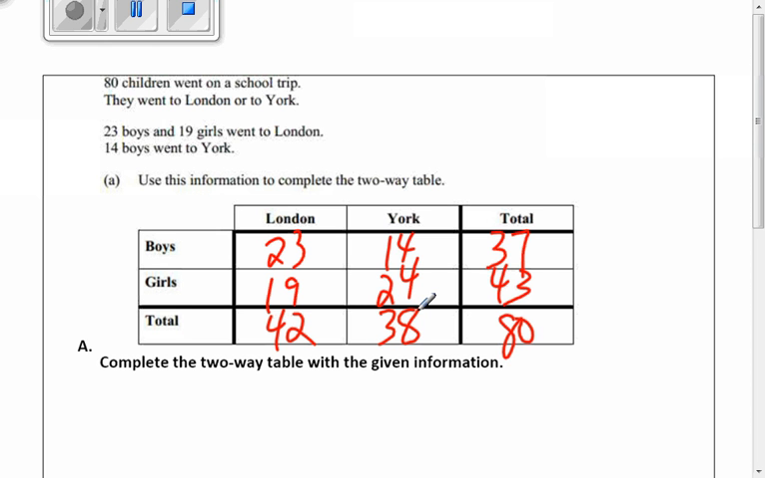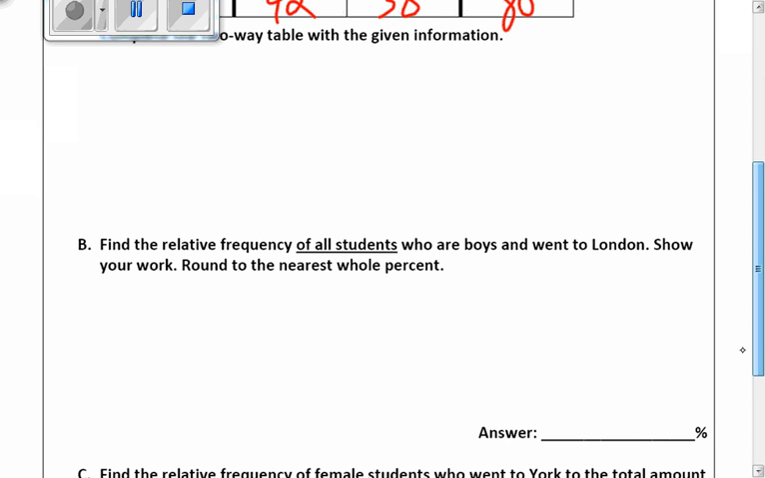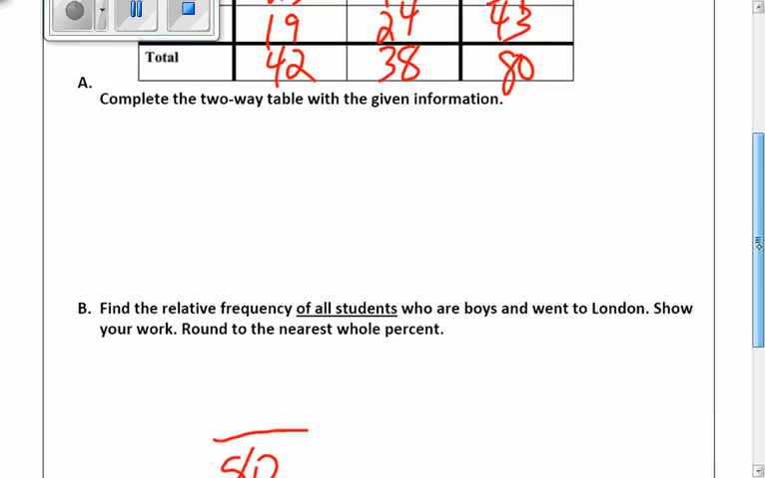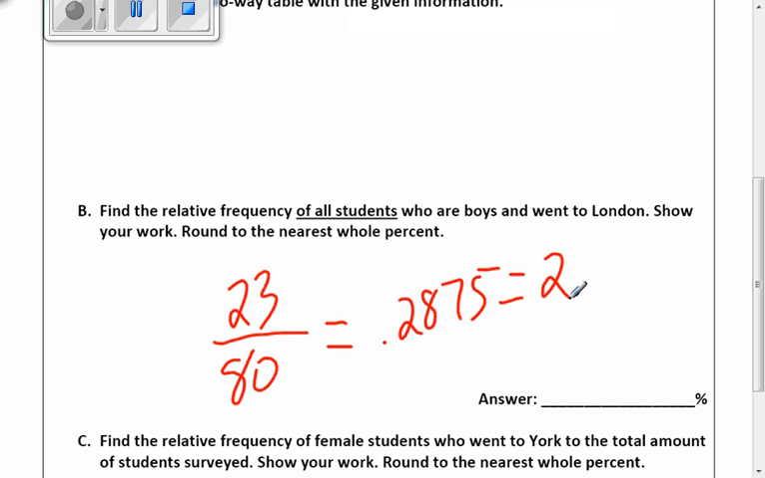Complete the two-way table. I just did that for you. Find the relative frequency of all the students who are boys and went to London. Boys who went to London, 23 over 80, which is 0.2875, which is 28.75%, which is approximately 29%.